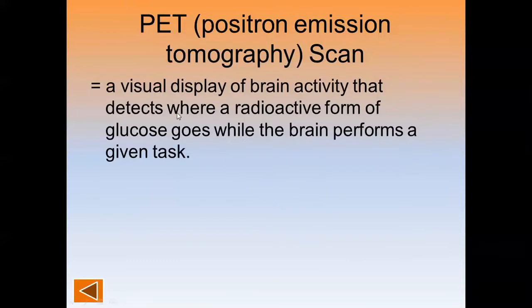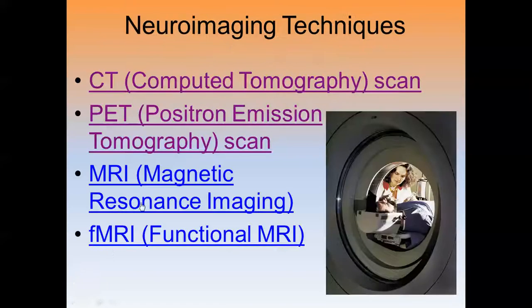A PET scan is a visual display of brain activity that detects where a radioactive form of glucose goes while the brain performs a given task. They use PET scans often when they're trying to pinpoint a part of the brain that is malfunctioning. So PET scans are very common with people who have seizures. Maybe they'll give people PET scans and then they'll try to trigger a seizure to see what part of the brain is activating and what's going on.